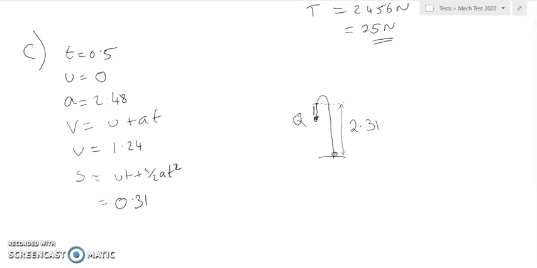I'm going to do the second phase. So this is a multi-phase problem, and in the second phase we know that the particle has to travel downwards by 2.31 meters per second. 2.31 meters.